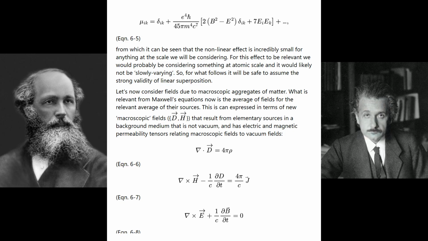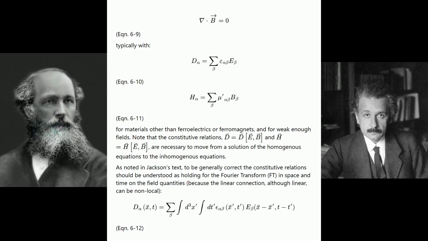Let's now consider fields due to macroscopic aggregates of matter. What is relevant from Maxwell's equations now is the average of fields for the relevant average of their sources. This can be expressed in terms of new macroscopic fields, D vector, H vector, that result from elementary sources in a background medium that is not vacuum, and has electric and magnetic permeability tensors relating macroscopic fields to vacuum fields. Equation 6-6. Equation 6-7. Equation 6-8. Equation 6-9, typically with Equation 6-10.